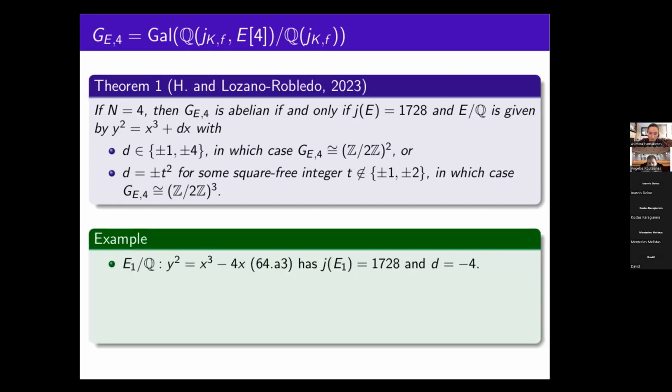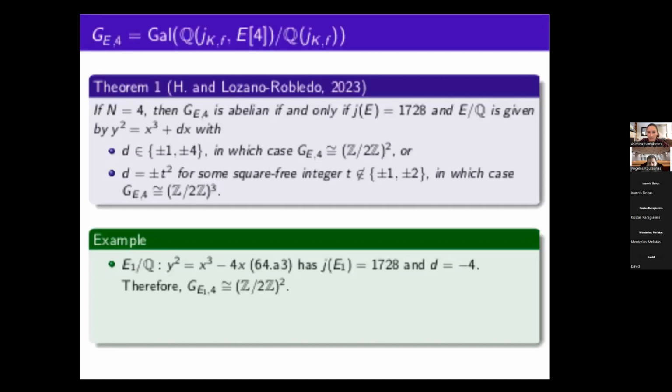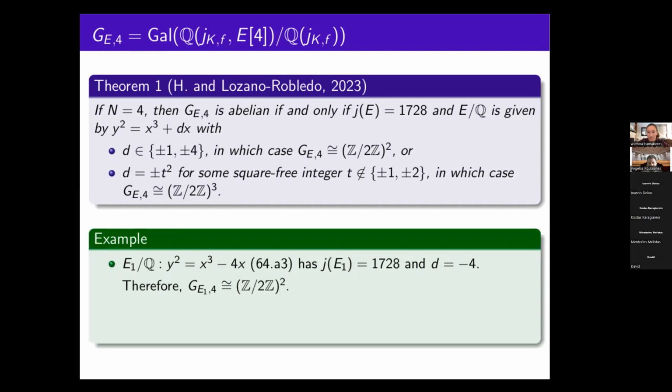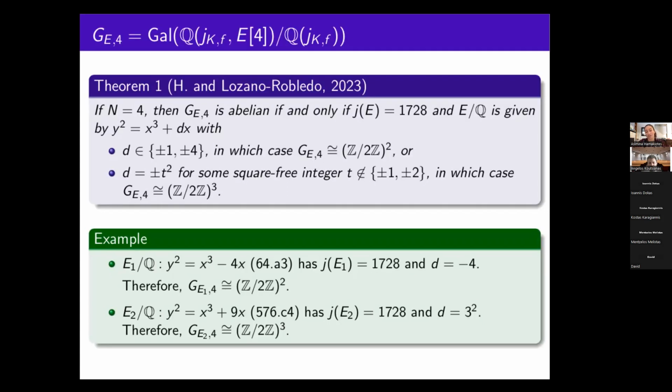And so here, y squared equals x cubed minus 4x. This is a j-1728 curve. d is minus 4, so we're in the first case. GE4 is Z mod 2Z squared. And in the second case, y squared equals x cubed plus 9x. Here d is 3 squared, where 3 is not plus or minus 1 or 2. And so we have that GE4 is Z mod 2Z cubed.